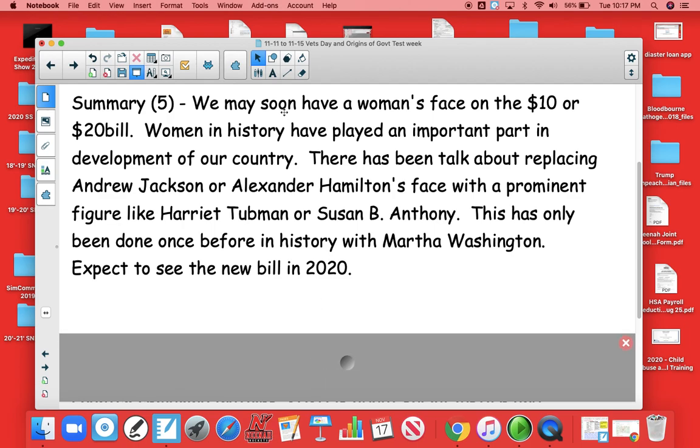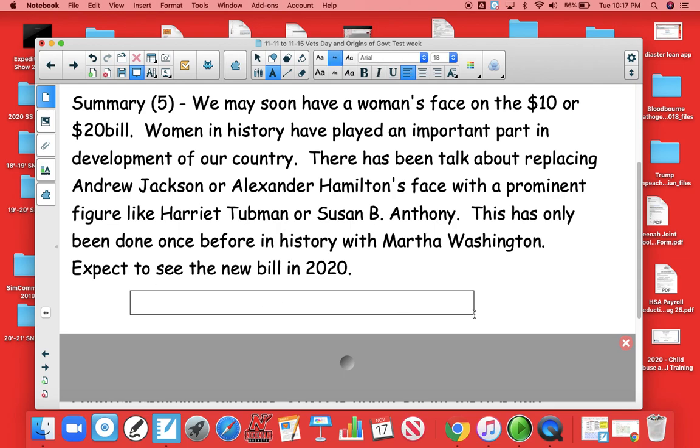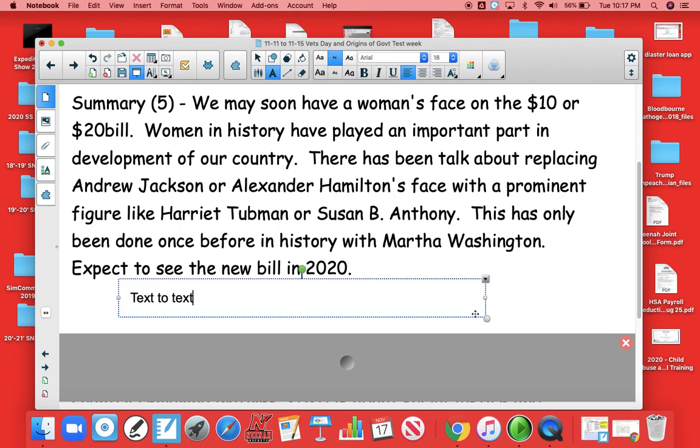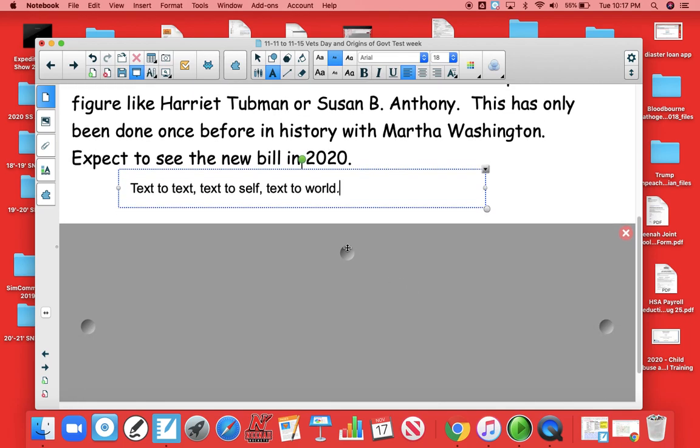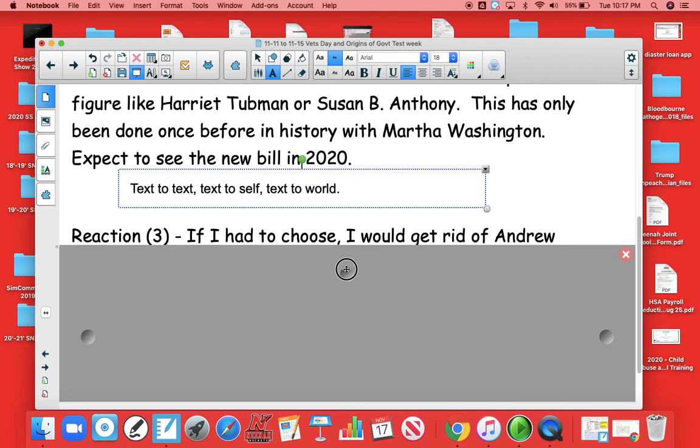A reaction, remember, can be several different things. It's how you connect to the text, okay? Or the reading. We can have a text-to-text connection. We can have a text-to-self connection. Or we can have a text-to-world connection. And I'm not really sure which one I did because I wrote this before, but I would say this is more like a text-to-self or text-to-world because I think it connects well to our current time. So I would go text-to-world on this, and here's what I'd say.